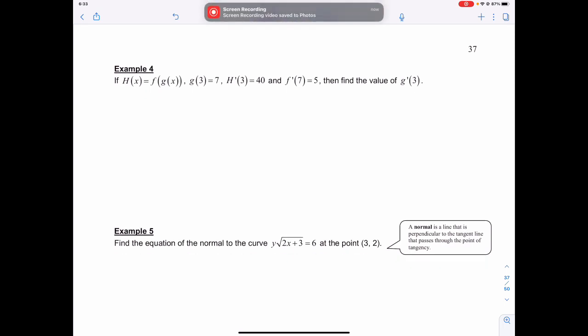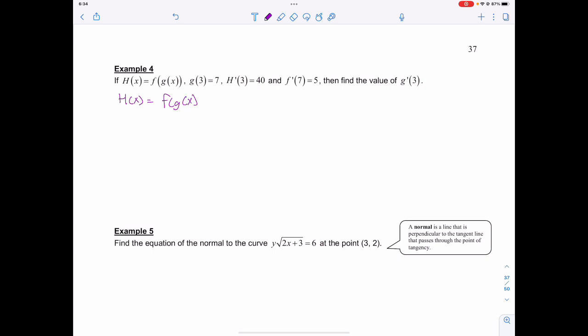For example 4, it says h of x is equal to f of g of x. Great. g of 3 is equal to 7. h prime of 3 is equal to 40. And f prime of 7 is equal to 5. Find g prime of 3.